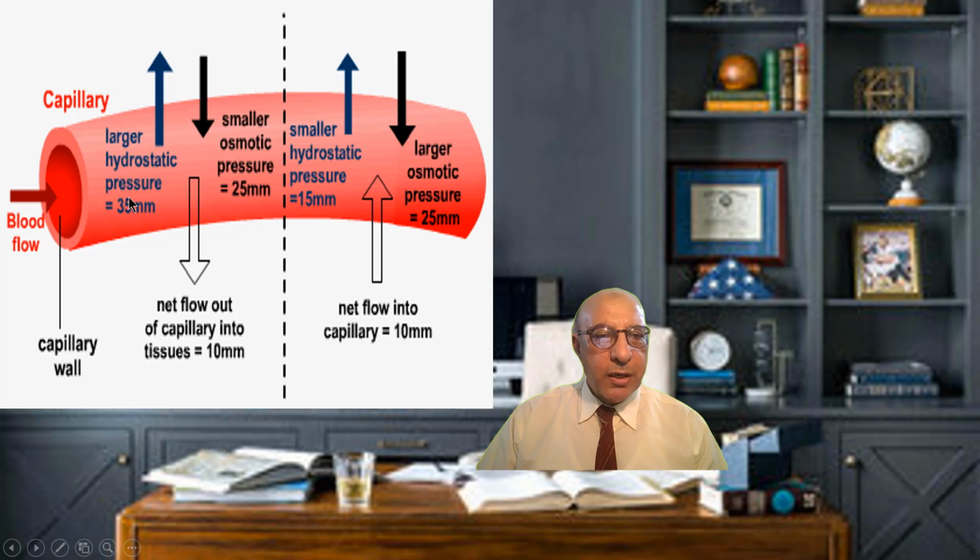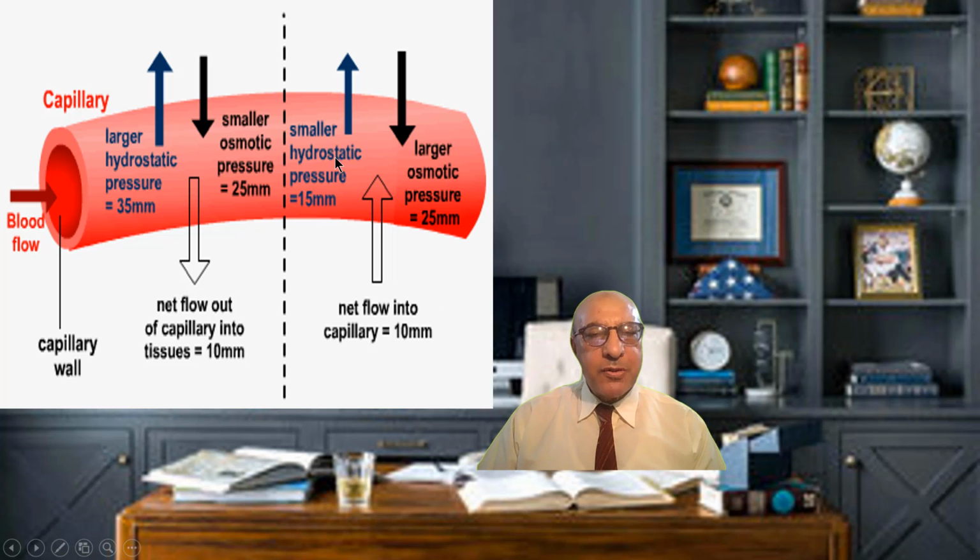We notice here that the hydrostatic pressure at the arteriolar end of the capillary is about 35 millimeter mercury, opposed by an oncotic pressure of only 25 millimeter mercury. Thus, the upper hand is for filtration, because the hydrostatic pressure is higher by 10 millimeter mercury than the oncotic pressure. So net fluid will pass out of the capillary into the interstitial space. This is the process of filtration occurring at the proximal or arteriolar end of the capillary.